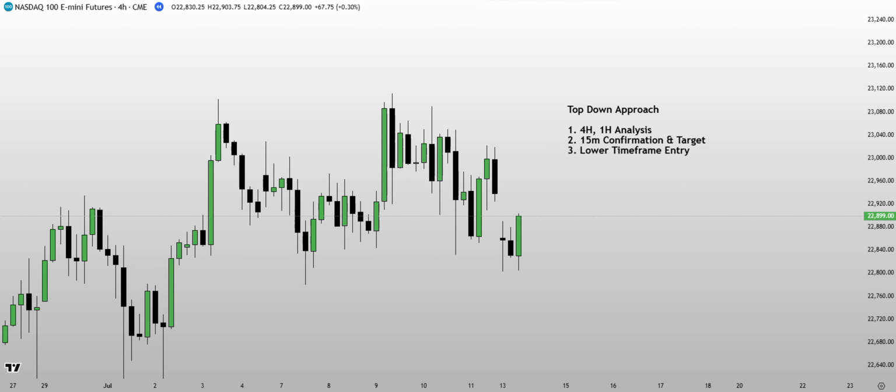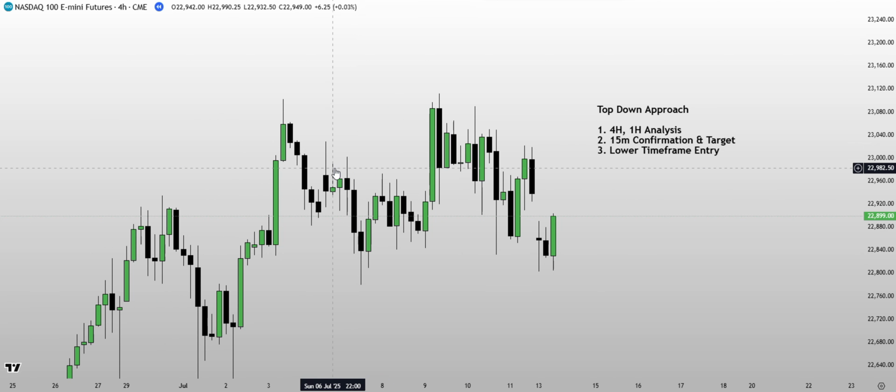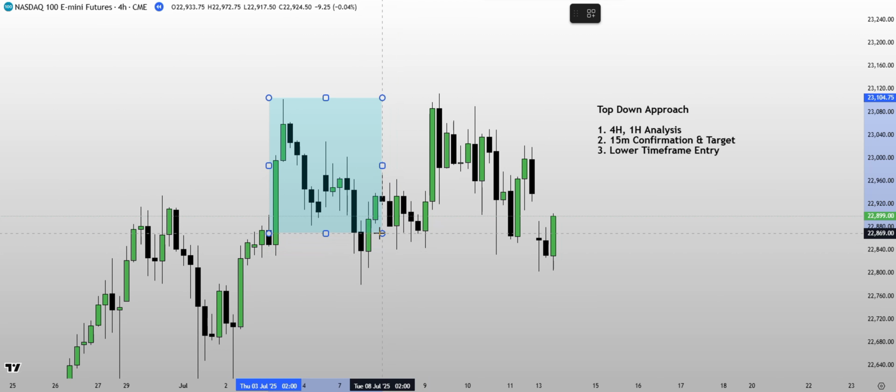All right, so here's another example of how you can utilize that top-down approach to find highly likely entries. What are we seeing here on the 4 hour? Well, in all honesty, this is pretty range-bound price action. What have we noticed price has done to this point? Well, we formed a range right here, if you noticed.